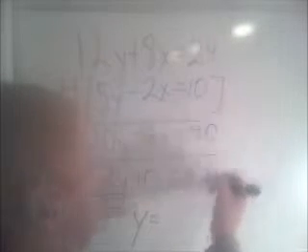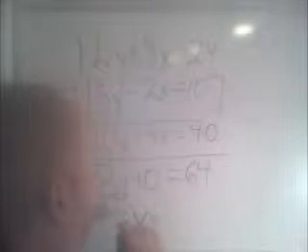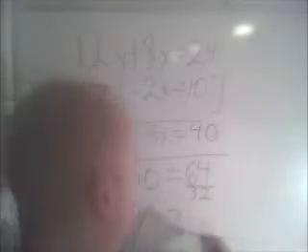Since we divided the left-hand side by 32, we have to divide the right-hand side by 32. 64 divided by 32 will be 2.